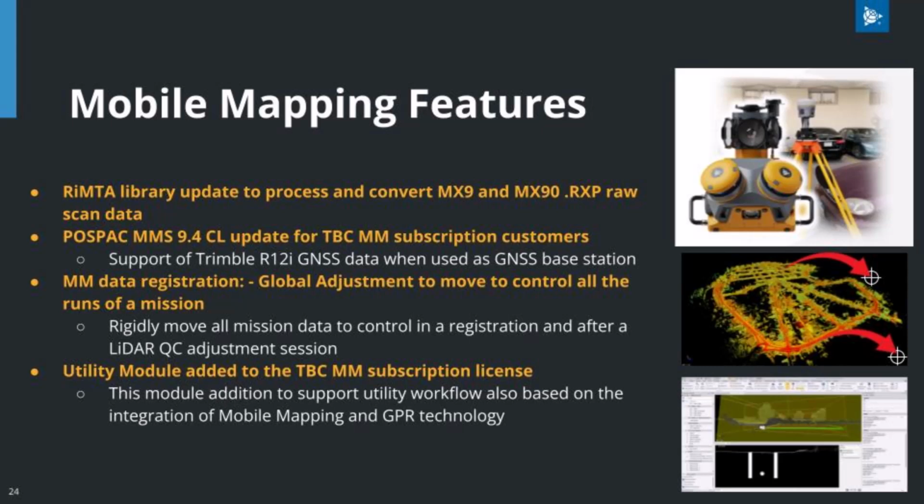Mobile mapping data registration, the global adjustment to move to control all the runs of a mission. So now you can rigidly move all mission data to control in a registration and after a LiDAR QC adjustment session. So that makes it easier to do that now. And the utility model will now be added to the mobile mapping subscription license for clients that need that functionality.